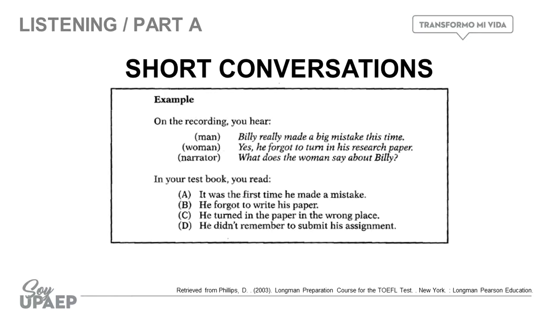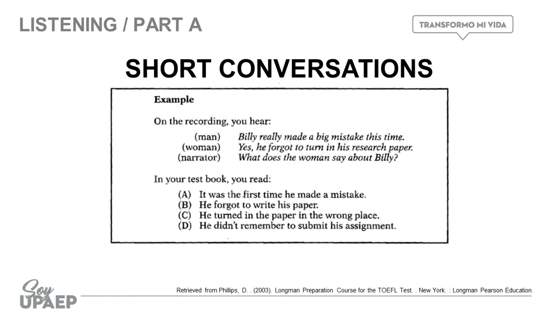The answers for this section are: A. It was the first time he made a mistake. B. He forgot to write his paper. C. He turned in the paper in the wrong place. D. He didn't remember to submit his assignment.